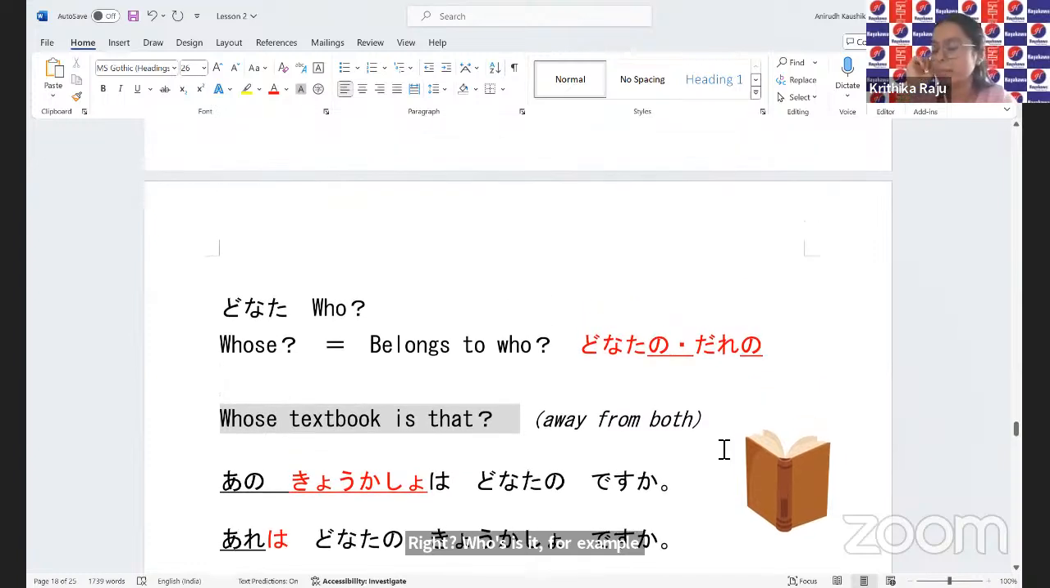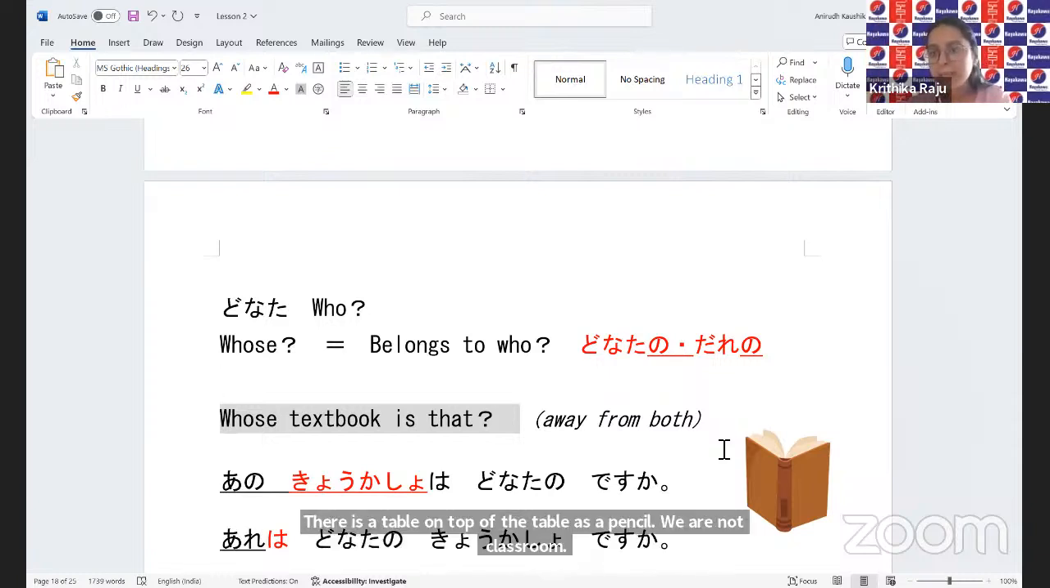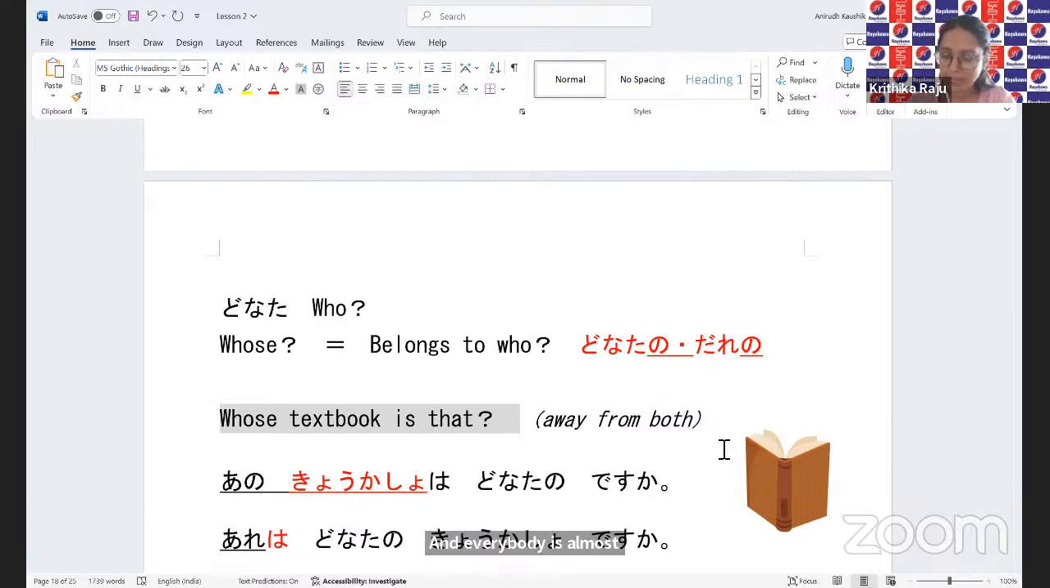For example, let's look at a small example. What is the word for pencil? Enpitsu. Enpitsu is pencil. Now, I'd like all of you to think of this and translate. Okay, so now this is the situation. There is a table. On top of the table, there's a pencil. We are in a classroom, and everybody is almost left. Somebody's forgotten the pencil.